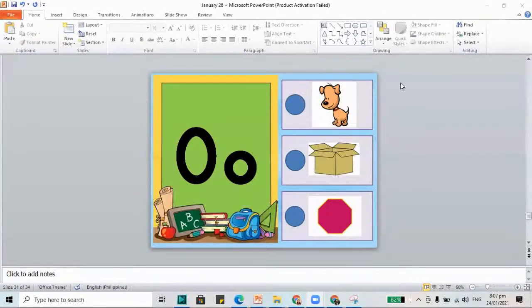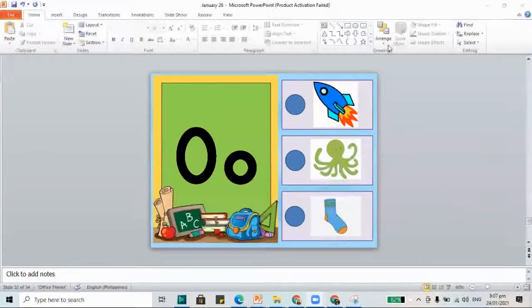And another one. How about the dog? Do we check for dog? No. How about box? No also. How about octagon? Yes, we check for octagon. How about the last one? How about rocket? No. How about octopus? Yes. How about sock? No, it doesn't begin with O.